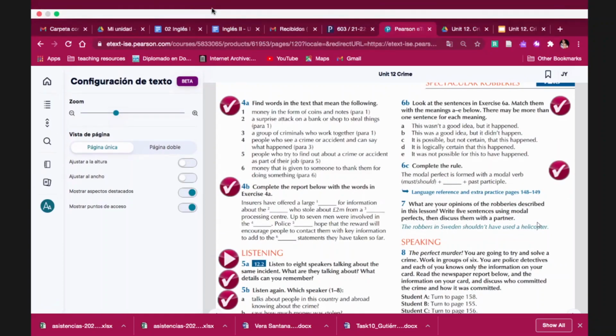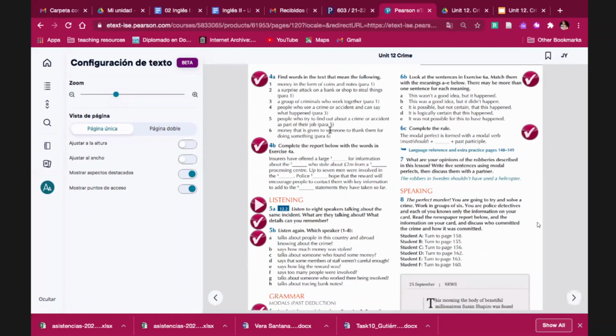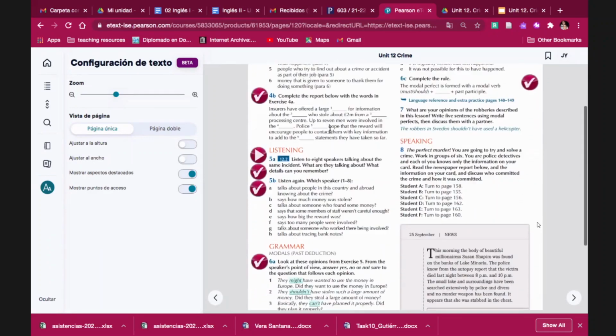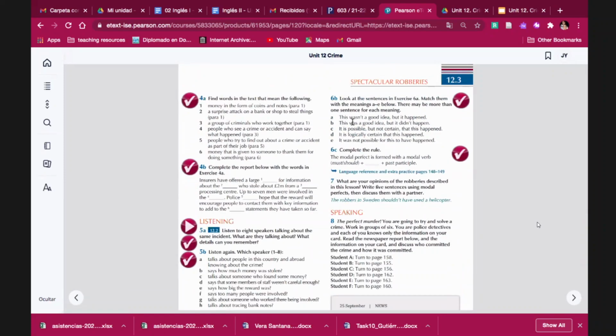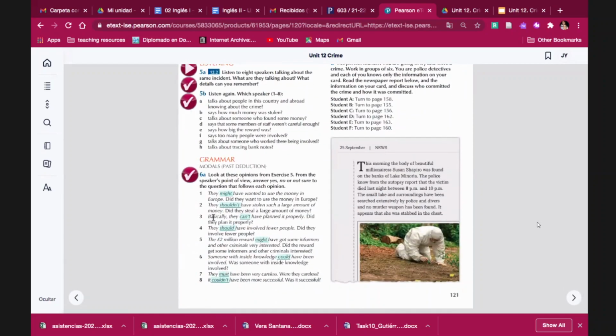Angel, please. I match the first sentences with the number 2. O sea, they shouldn't. Okay, so this wasn't a good idea, but it happened. Yes. So with sentence 2, they shouldn't have stolen such a large amount of money. Okay, entonces, stealing such a large amount of money was not a good idea, but it happened. Okay, so is it better understood, Monica, right now? If I'm using shouldn't, solamente el negativo, no estoy hablando del positivo. If I'm using shouldn't, it's because what happened wasn't a good idea, but it happened. Okay? Thank you, Angel.